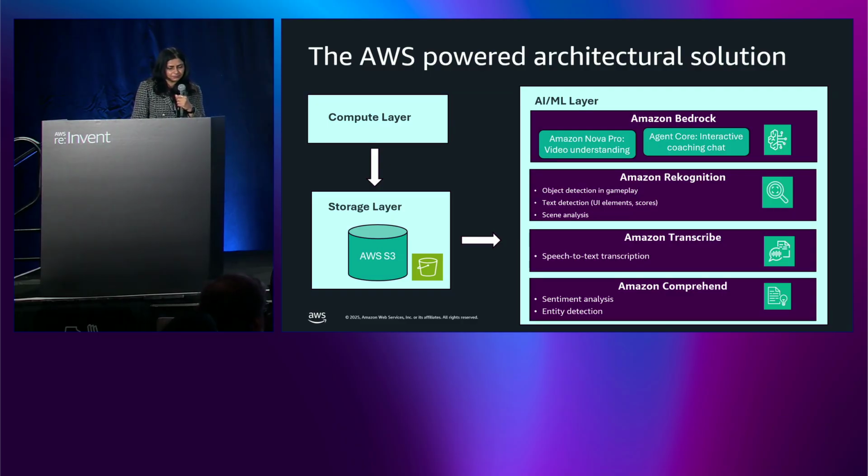The other parallel analysis that happens behind the scenes is using Amazon Rekognition, which is for computer vision. This analysis helps us identify what the different objects in a given clip are, what the scene could be about, what the text is.